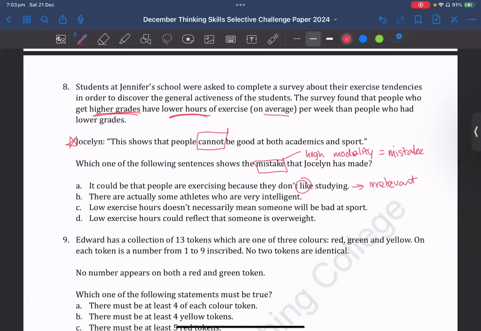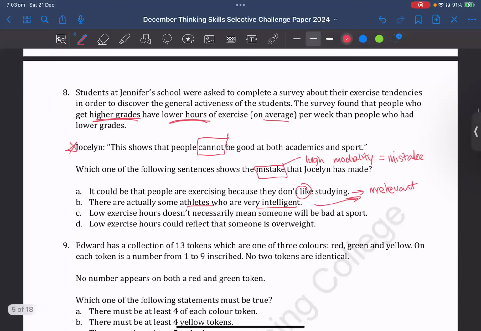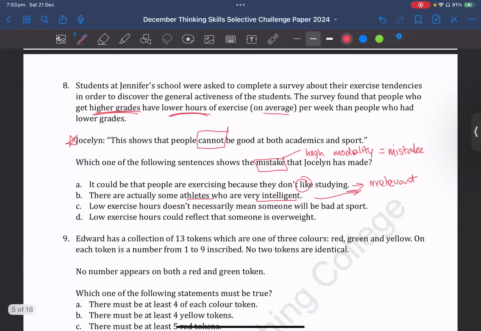B says there are actually some athletes who are very intelligent. This is also very irrelevant because it's saying higher grades and lower hours of exercise, and we're talking about students at a school. So athletes, it doesn't really matter what Usain Bolt can do at this point.